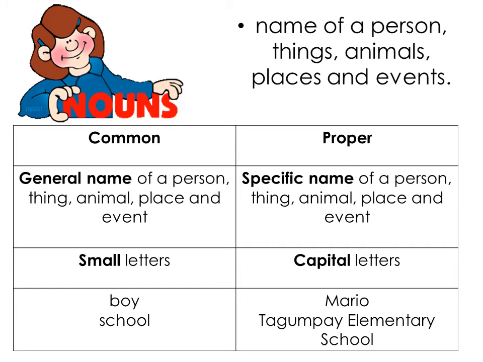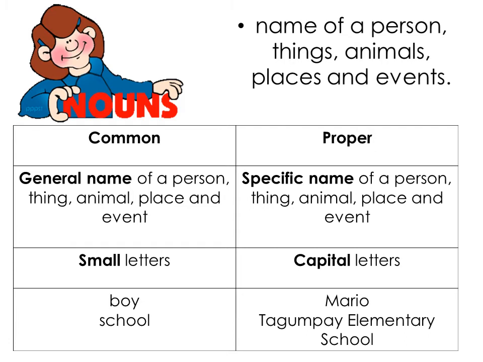Next is school. School is an example of a common noun simply because the word school is general. We don't know the specific name of that school. The next one is proper nouns. Proper nouns are specific names of a person, thing, animal, places, and event. They are written in capital letters.